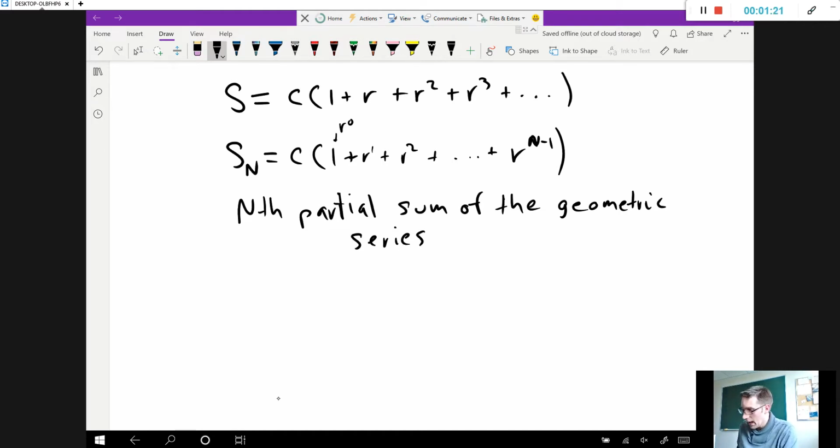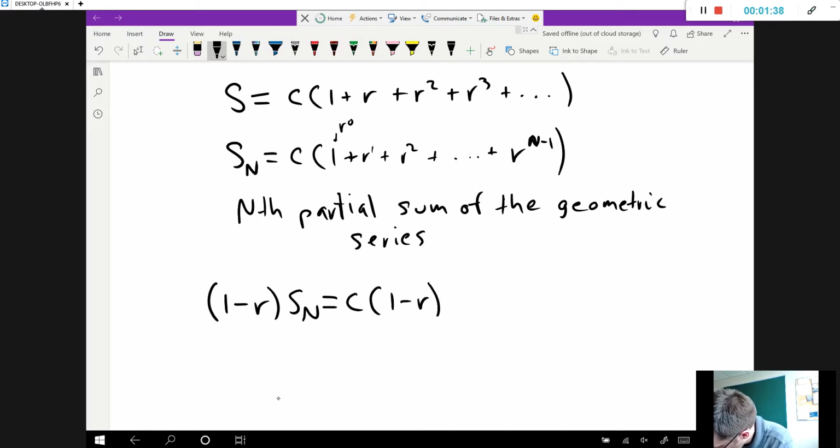Okay? And what we would like to do is figure out, could we actually simplify that expression? Is there a nice way to write this? And so we're going to try a clever little trick. We're going to multiply this quantity by 1 minus r. All right, so we just multiplied by the same thing on both sides.